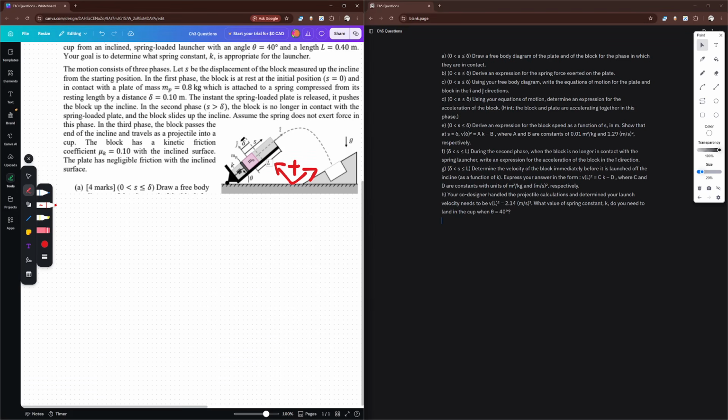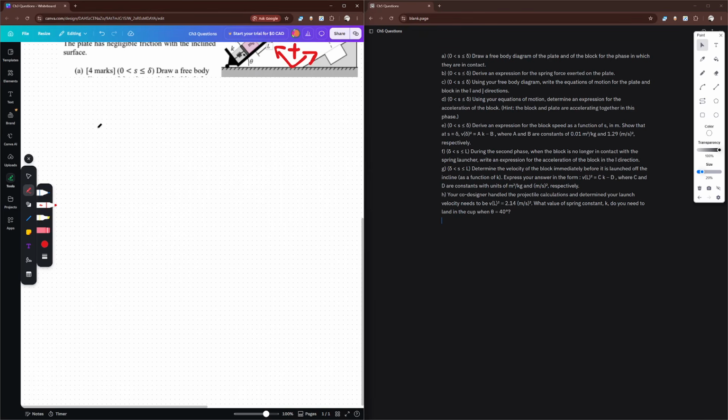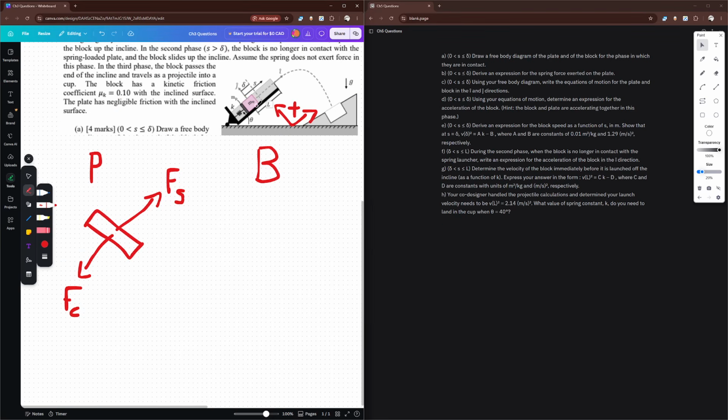A, draw a free body diagram of the plate and of the block for the phase in which they're in contact. So let's do that. P is plate, B is block. And I'm going to draw them inclined to match our plane. So we have one force, spring, pushing this way. We have a force of contact between, because the block is pushing against the plate and the plate is pushing against the block. So there's a force between them, and I'm going to call that F_C, C for contact.